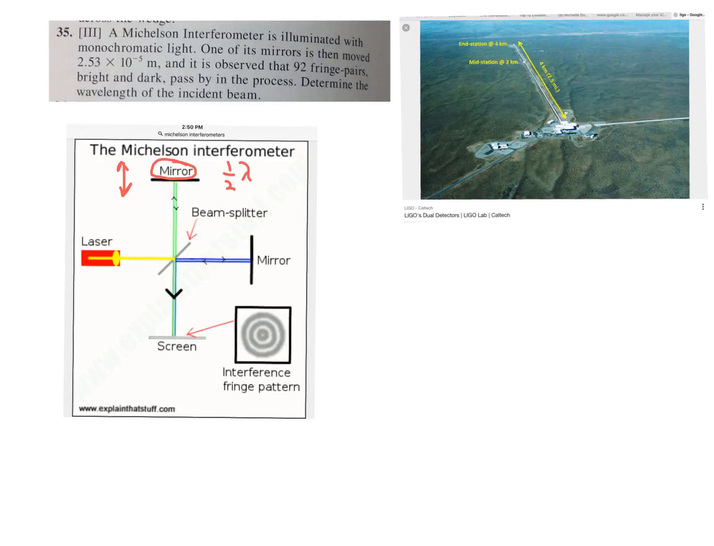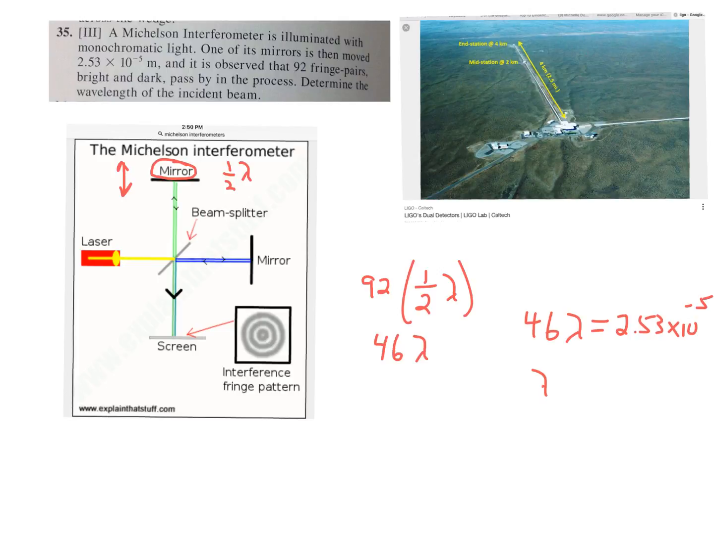Well, 92 times 1/2 wavelengths gets you 46 full wavelengths. In other words, they've moved that mirror 46 wavelengths, which matches up to 2.53 times 10 to the negative fifth meters. So we have 46 times lambda, 46 wavelengths, equals 2.53 times 10 to the negative fifth meters. So solve that for lambda. Lambda is just going to be that 2.53 times 10 to the negative fifth divided by the 46. That will give you the wavelength of the beam that was used in that particular situation.